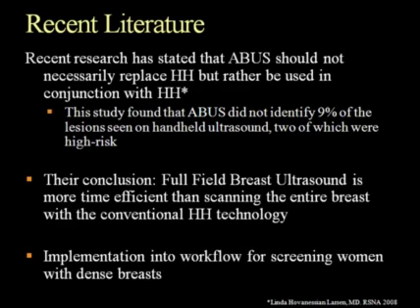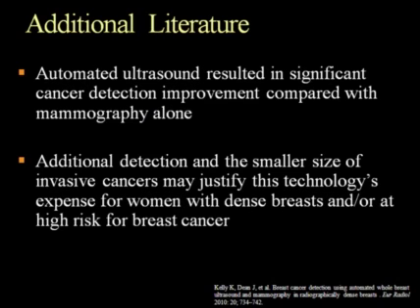Also, implementation into workflow is difficult because currently, although this is changing, a screening ultrasound is not typically performed for women with dense breasts. We did look at some additional literature, such as by Kelly. He published this article on breast cancer detection using automated whole breast ultrasound and mammography in radiographically dense breast, in European Radiology this year. They found that automated ultrasound resulted in significant cancer detection improvement compared with mammography alone. The additional detection and the smaller size of the invasive cancers may justify the technology's expense for women with dense breasts and are high risk for breast cancer.